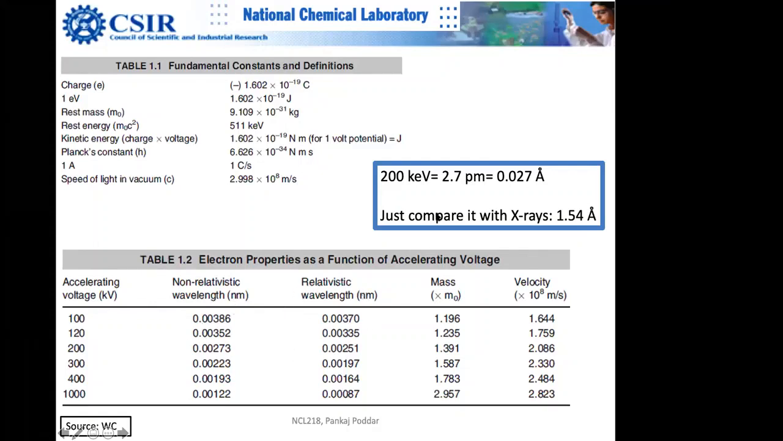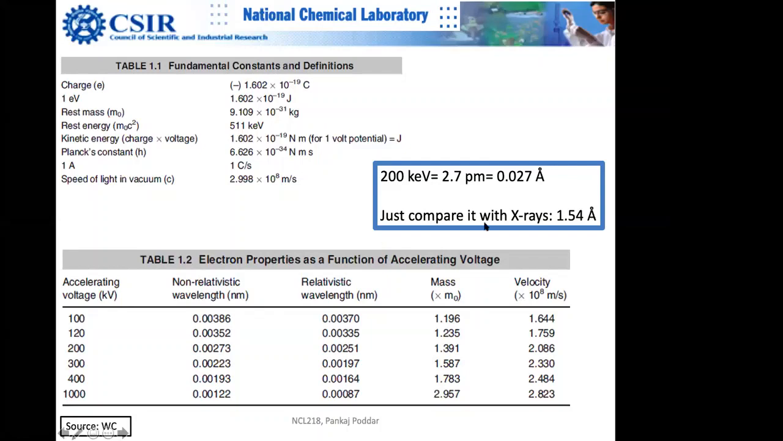So now we'll reach a very important conclusion. Just compare these two numbers: the wavelength associated with X-rays is 1.54, copper K alpha, all of you are aware of that. In comparison to that, the electron wavelength is quite small. You can see that it is two orders of magnitude smaller. So if you look at the diffraction limited resolution, lambda by 2, Rayleigh's criterion or Abbe's criterion, you should in principle be able to get resolution down to 1.3 picometer.